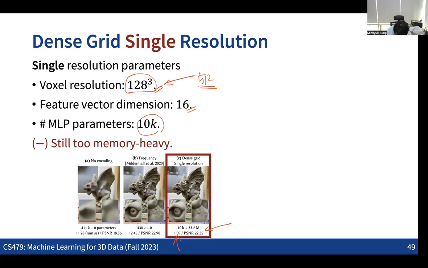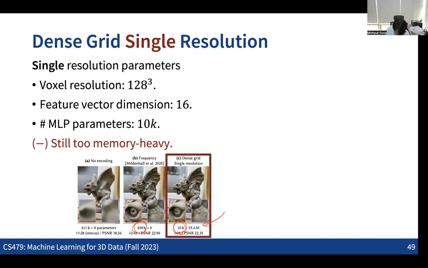But the downside is that we are still taking lots of memory. In the NeRF case, we took more than 400,000 parameters for the single MLP. With this architecture, the scale of the MLP becomes much smaller, and we now have only 10,000 parameters for the MLP, which means a much smaller network. But we are taking lots of space to store the feature vectors for each of the corner points of the grid, which is more than 30 million, a much bigger size.